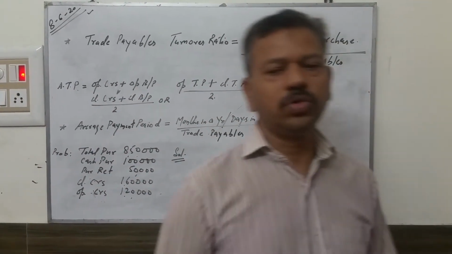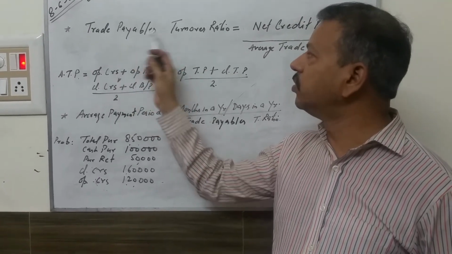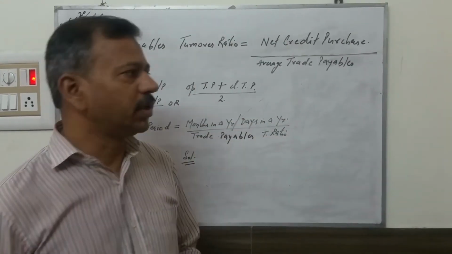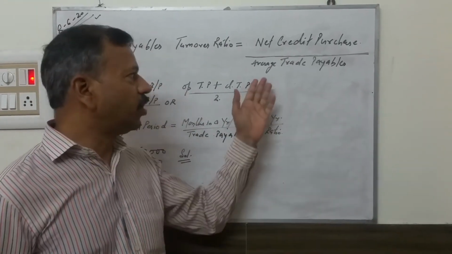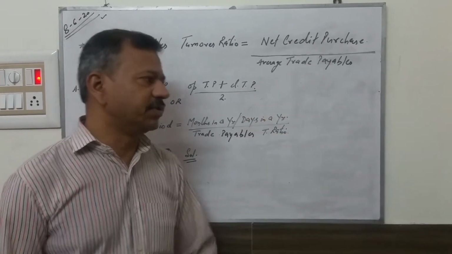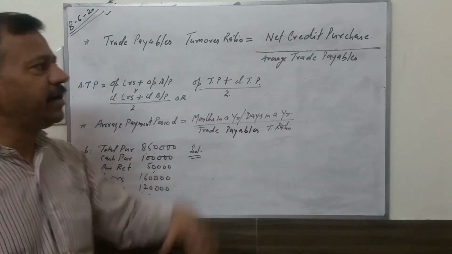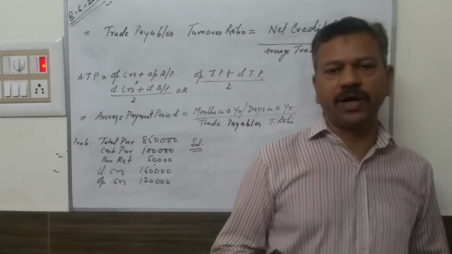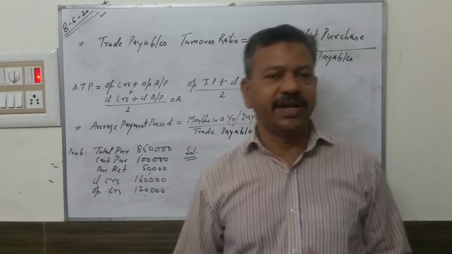Okay, the next ratio is trade payable turnover ratio. You can find out trade payable turnover ratio with the help of the formula: net credit purchase divided by average trade payable. If net credit purchase and average trade payable are given to you, you can find out trade payable turnover ratio in a very easy way.